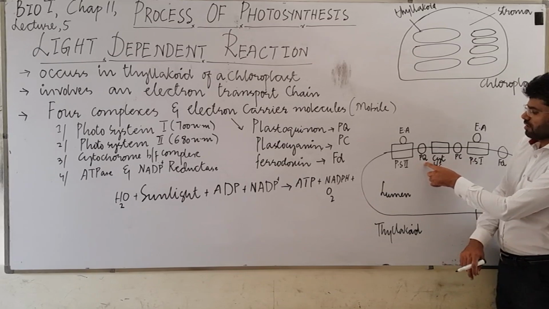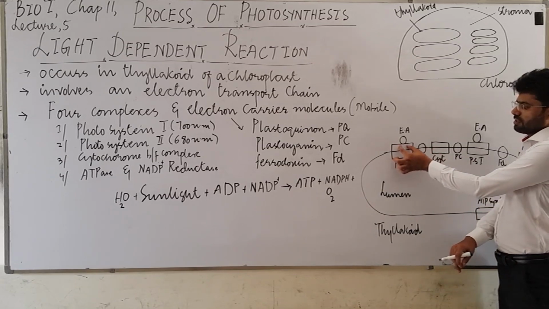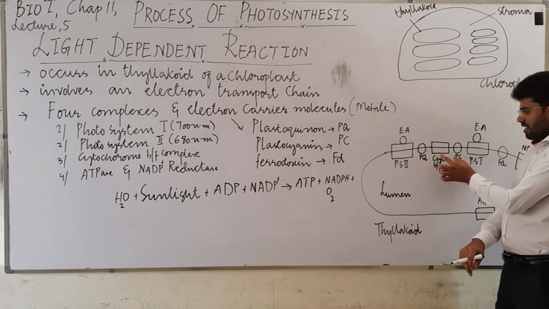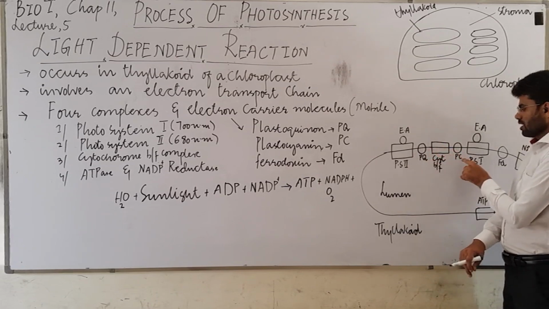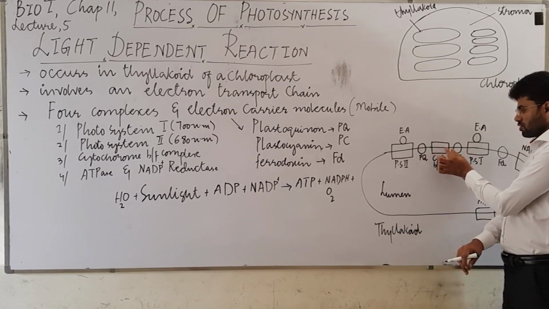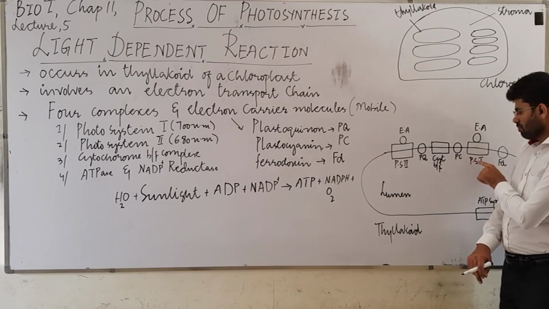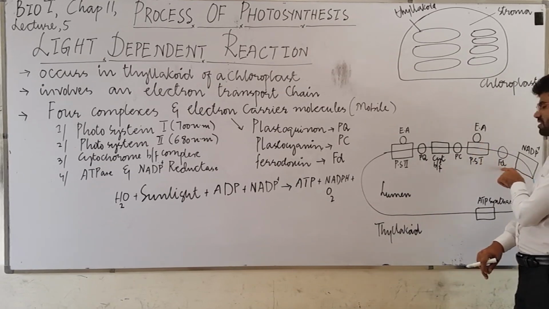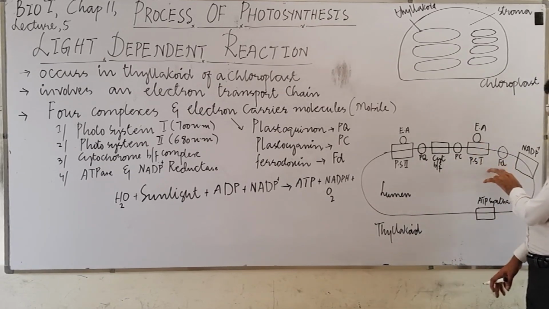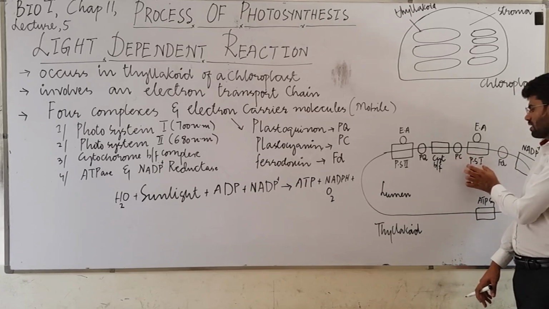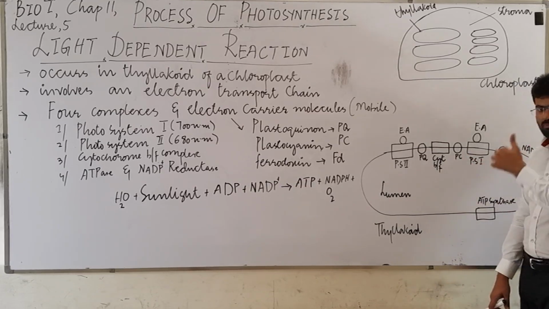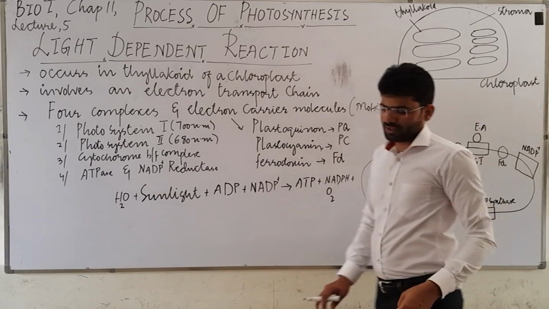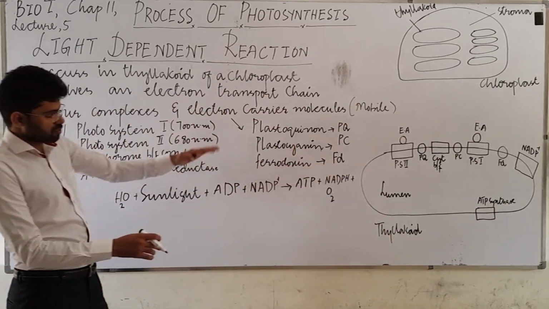This plastoquinone will carry the electrons from this PS2 to the cytochrome b6f complex, and from this cytochrome b6f complex, plastocyanin will carry the electrons and give them to PS1. Between PS1 and NADP reductase, there is another mobile electron carrier molecule called ferredoxin. It will carry the electrons between PS1 and the NADP reductase. Finally, there is an ATP synthase complex. I hope you have understood this concept.